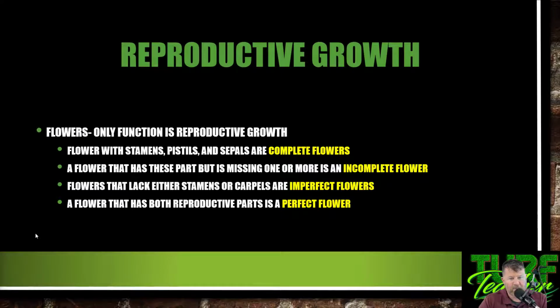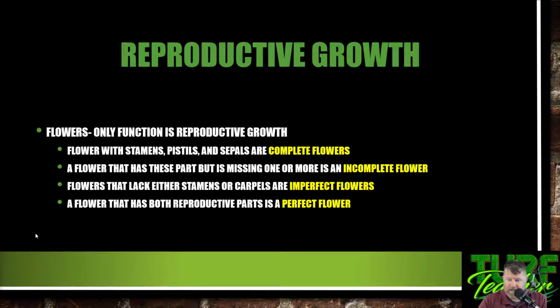But flowers with stamens, pistils, and sepals are called complete flowers. And flowers that have these parts but are missing one or more are incomplete flowers. So it's either going to be a complete flower or an incomplete flower. And then flowers that lack either the stamen or the carpels are called imperfect flowers. A flower that has both reproductive parts is the perfect flower.